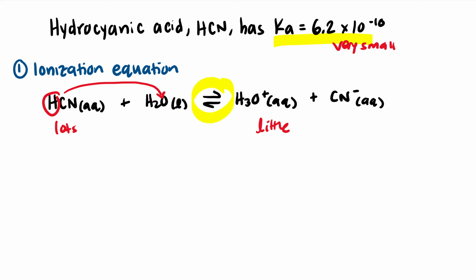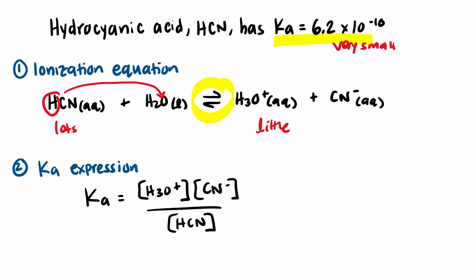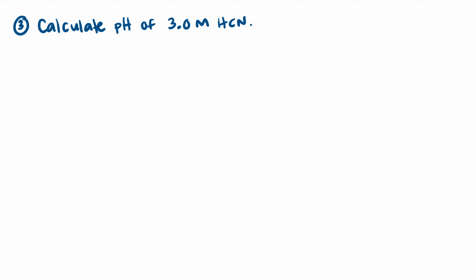So part 2 here, write the Ka expression for hydrocyanic acid. So just like any other equilibrium constant, K is equal to products over reactants, and coefficients are used as exponents. We know that we use square brackets to indicate concentration, and we know that we're not going to include liquid water because we never include liquids or solids in K expressions.